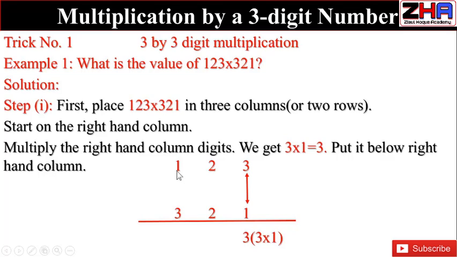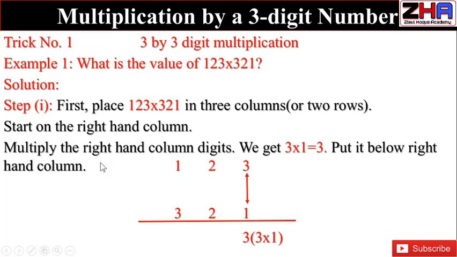Here the 2 rows are: the first row containing the elements 1 2 3 and the second row containing the numbers 3 2 1. The 3 columns are first column, second column, third column. Now start on the right hand column.